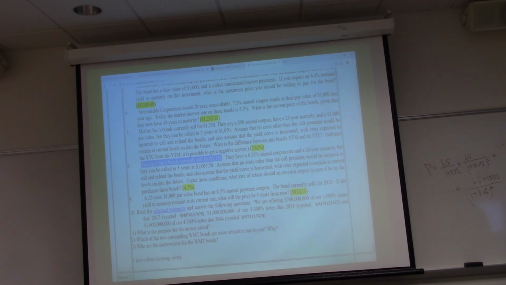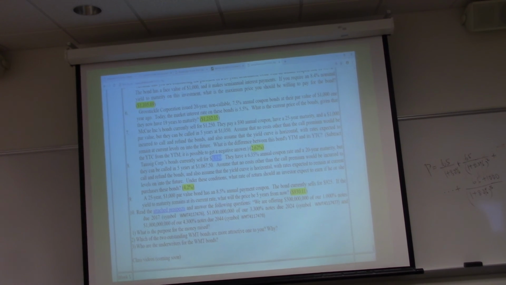When it's first issued, it should be selling for $1,000. And then the YTC is one number, and the YTM is another number. But the market is changing, so you can't say what's going to happen in the market.